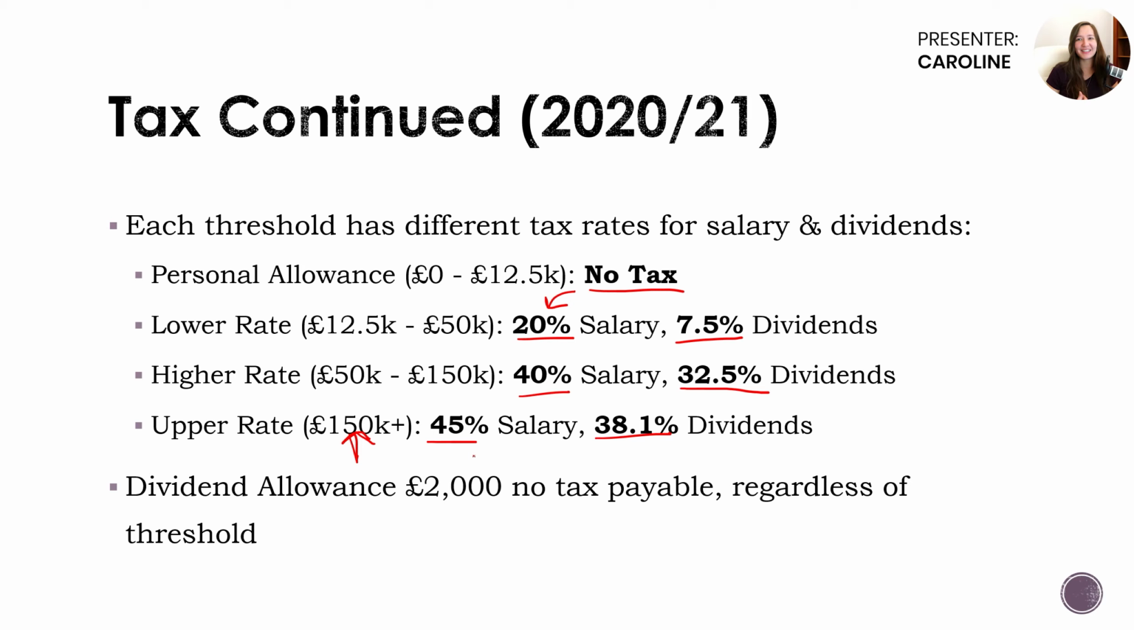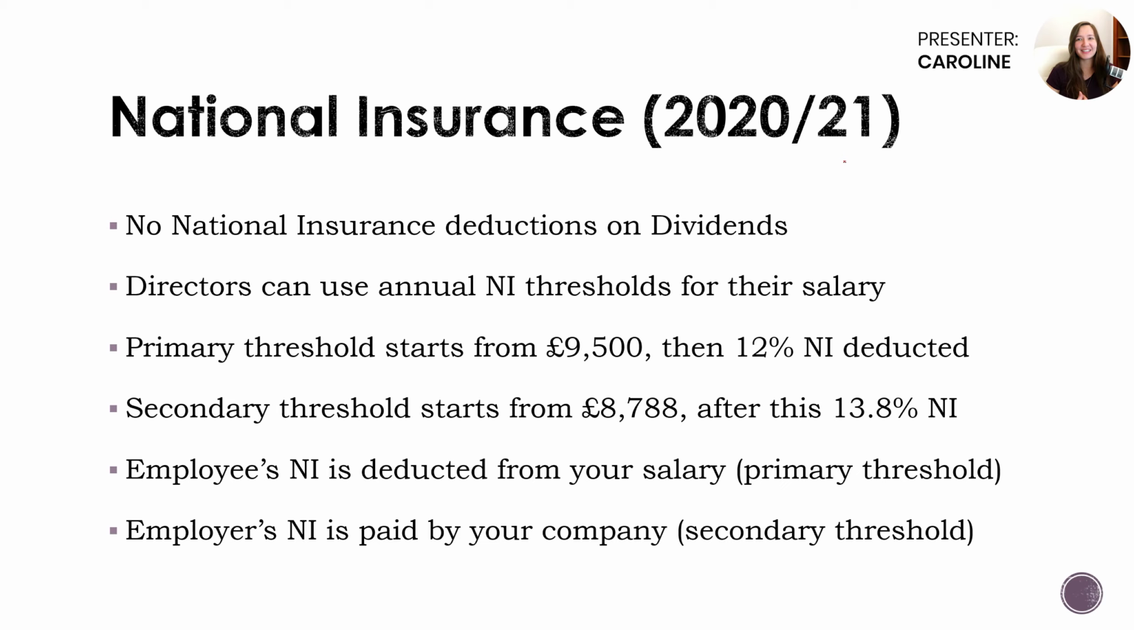So if you're earning significantly above this, it's not going to really change that much. One thing that you do have with dividends, in addition to that personal allowance with no tax, is a dividend allowance of £2,000 this year, where there is no tax to pay regardless of your threshold. So for example, if you're earning a salary of £60,000 for the year elsewhere and you want to receive a dividend from your company, you can take £2,000 and there won't be any tax on that dividend because of the dividend allowance.